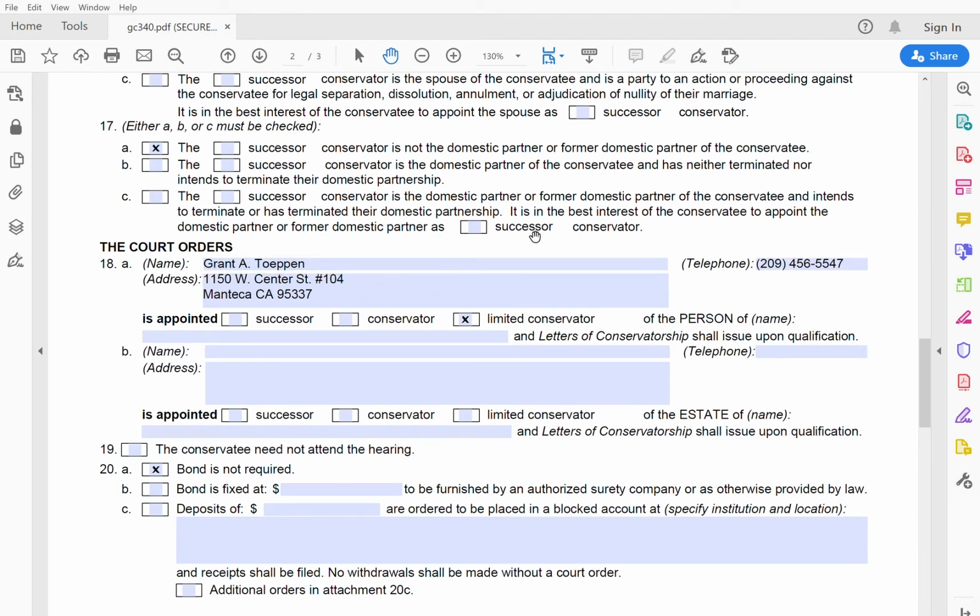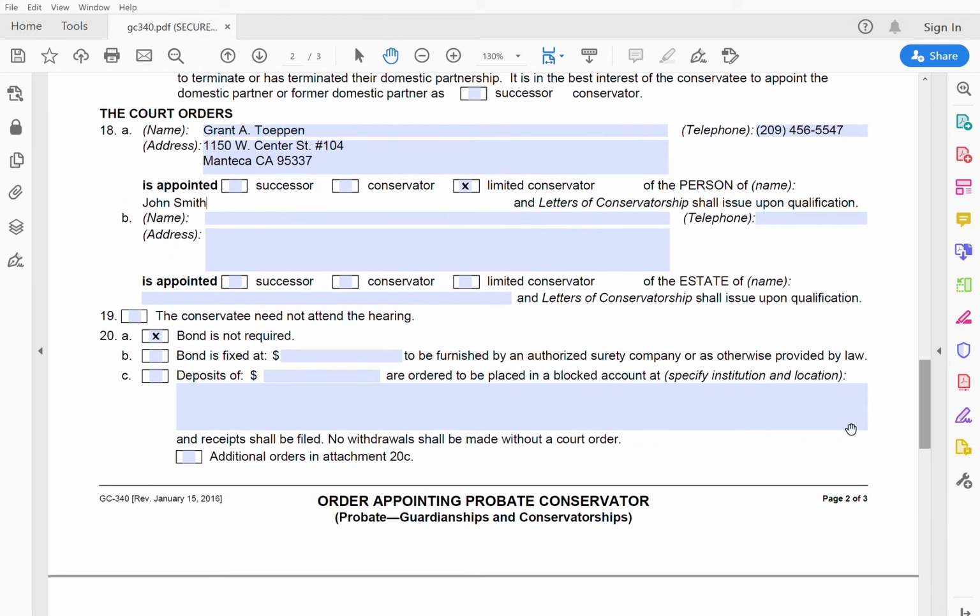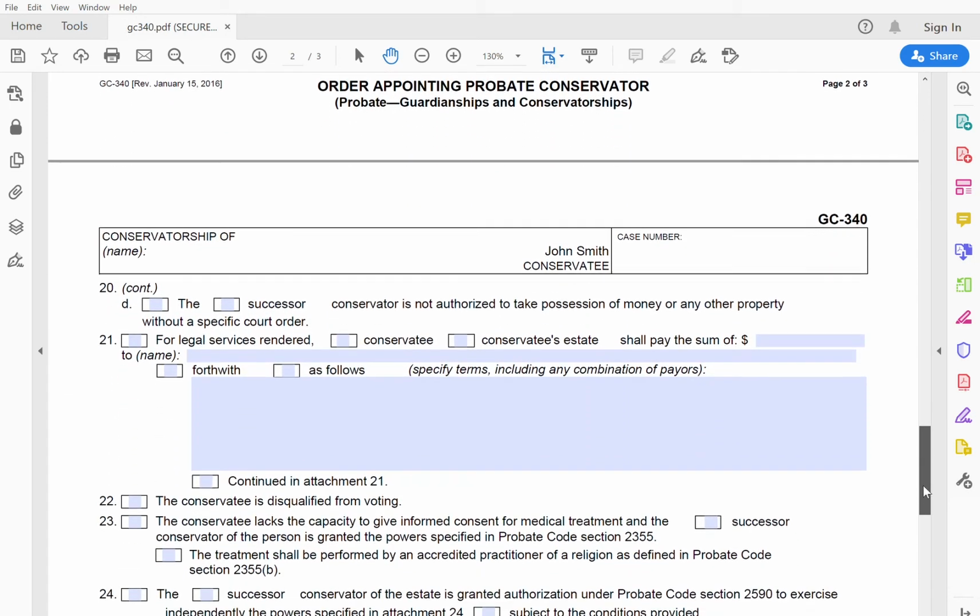Here's my office address again. John Smith is appointed limited conservator of the person. Letters of conservatorship shall issue upon qualification. 18B, this part is only if I were applying for a limited conservatorship of the estate. 19, I let the judge check this one because the judge will make the determination if the conservatee need not attend the hearing. 20, for a limited conservatorship of the person, bond is just not going to be required. If I was asking for one of the estate, I would end up doing the work down here too and filling that out, but I'm not for this example.